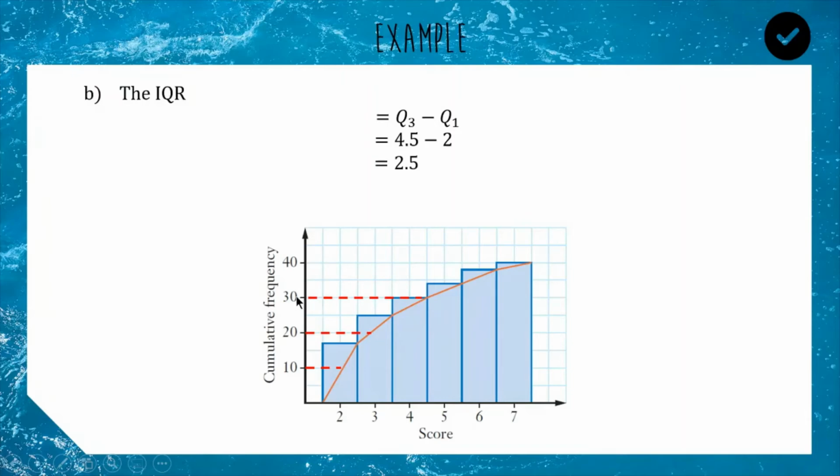When the number you're looking for hits right on the corner, you've got to do the average of the two scores on either side. So our interquartile range is 4.5, take away 2, so we get 2.5. Okay, bit of a tricky one.